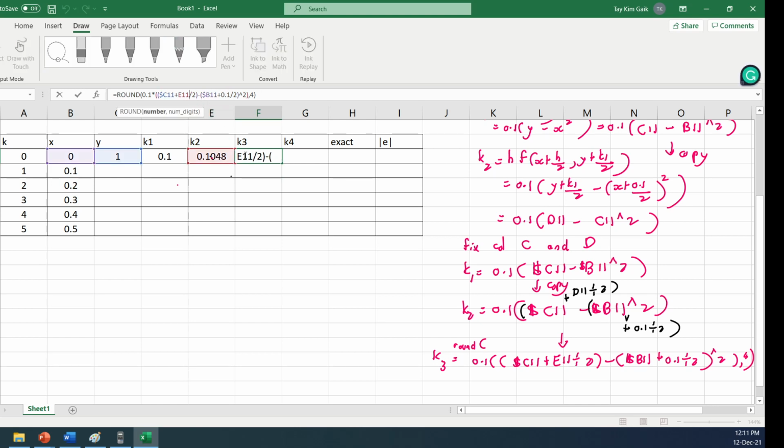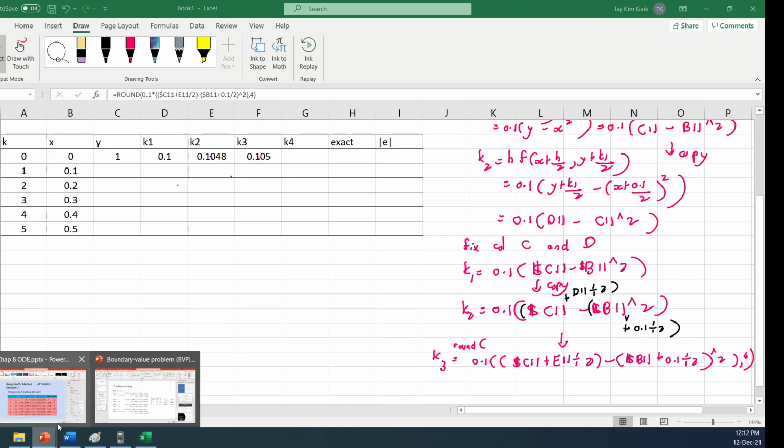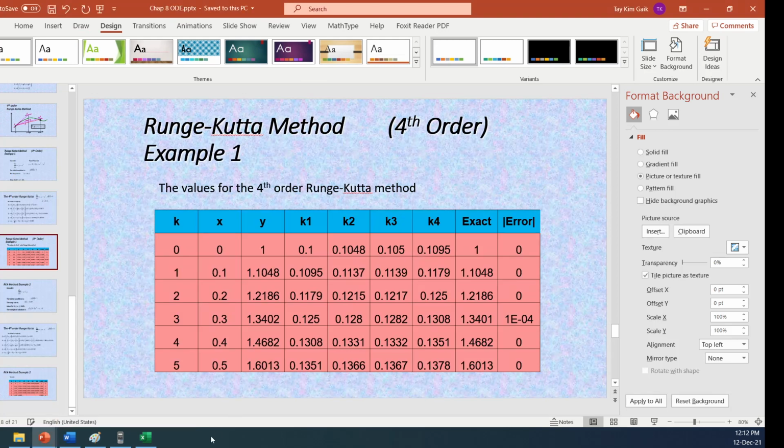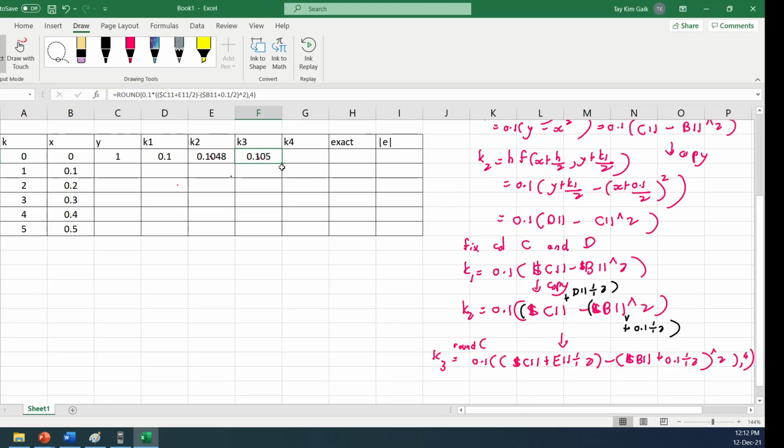Let's see. 0.1 is H times. The C11 is Y plus E11 is K2 divided by 2 minus B11 is X plus H divided by 2 power 2. Okay, with this technique, K3 formula is automatically correct. And you see, 0.105. And then the same technique, when you copy it to K4, what you need to do, you just delete the divide by 2 only.